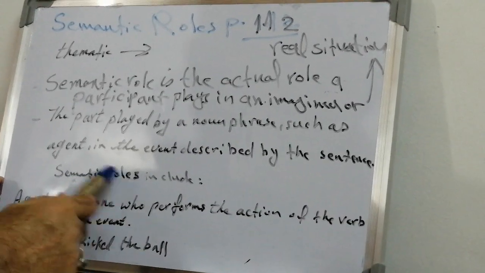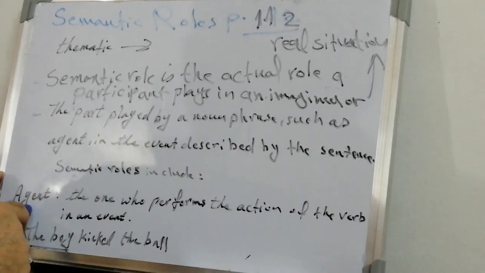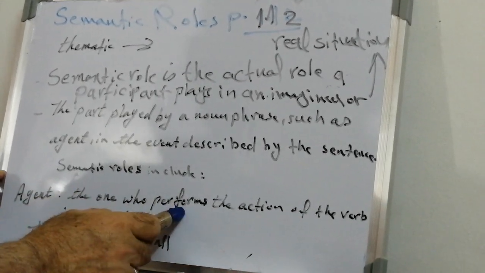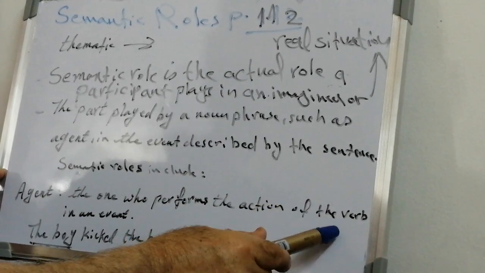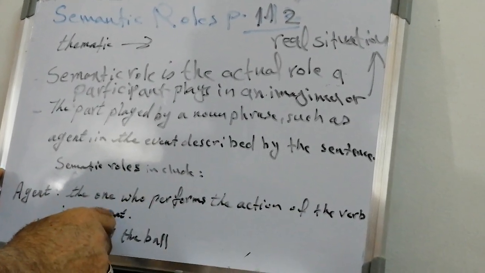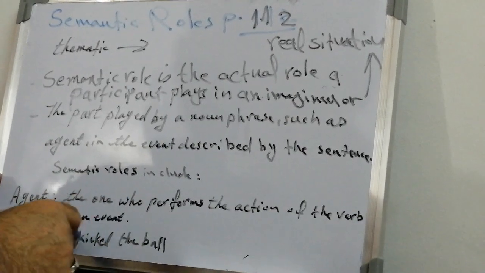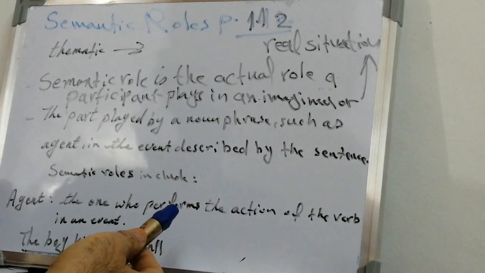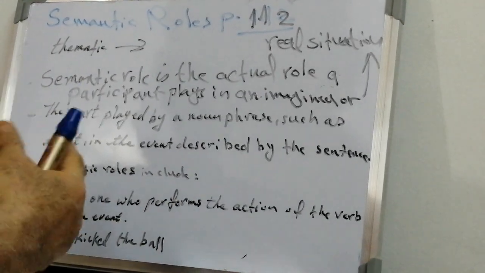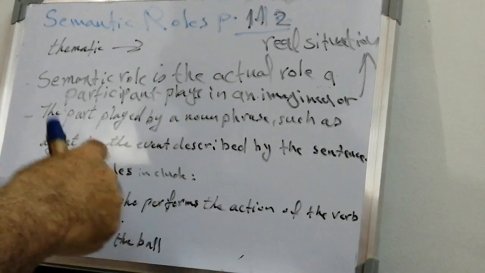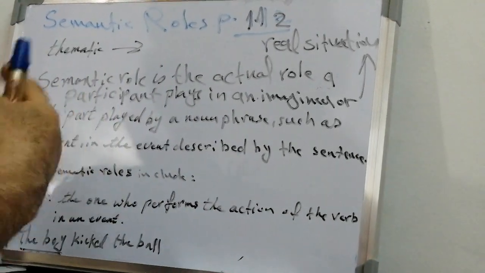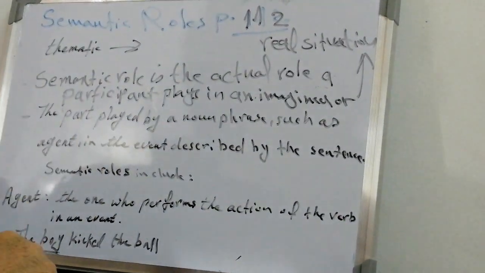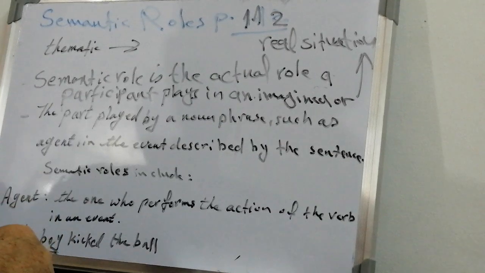First of all, let me start with this one, agent. What does it mean, agent? Agent is the one who performs the action of the verb in an event. See the word event here. We have an event. Who performs this event? The one who performs the action, the action of the verb in an event. I'll explain it to you.